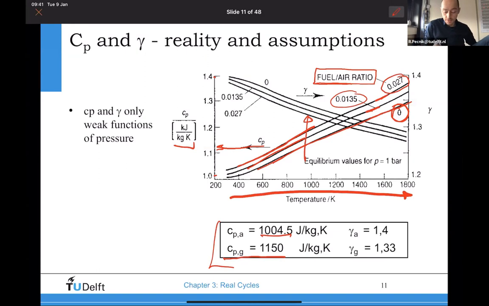And the same three lines you can see also for gamma. Gamma is decreasing. Gamma is on this axis, and you can see gamma for air is 1.4 and gamma for flue gas is around 1.33. And that's something that you will have to use also in the homework assignment, which I need to discuss before the end of this lecture.